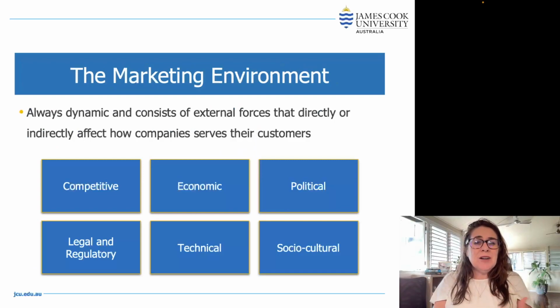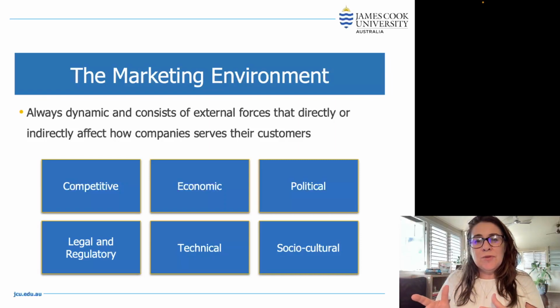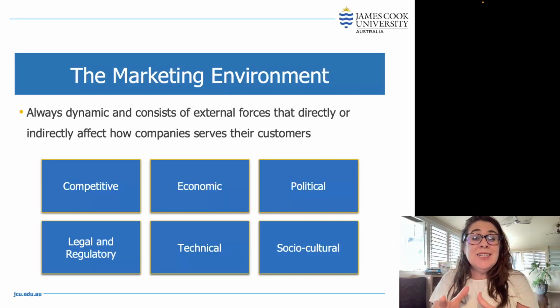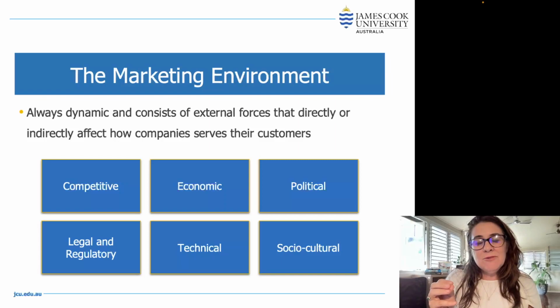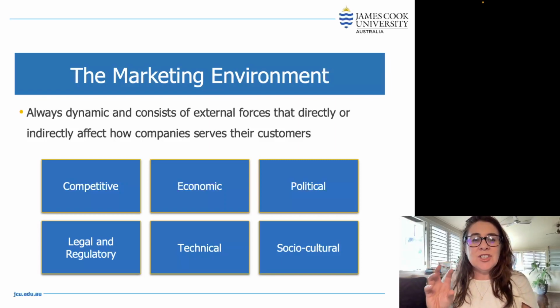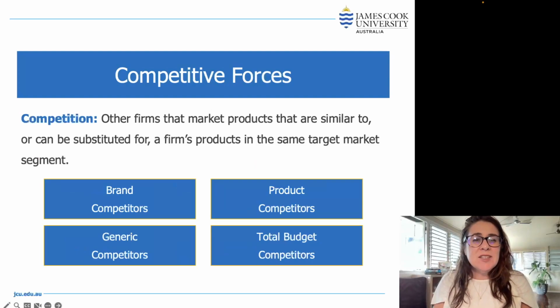Now, the marketing environment is always dynamic and always changing, and it consists of 6 external forces that directly or indirectly affect how companies serve their customers. So that is the competitive, economic, political, legal and regulatory, technical and sociocultural environment or forces. So we're going to look into those 6 in a little bit more detail now. So first, let's look at the competitive forces.